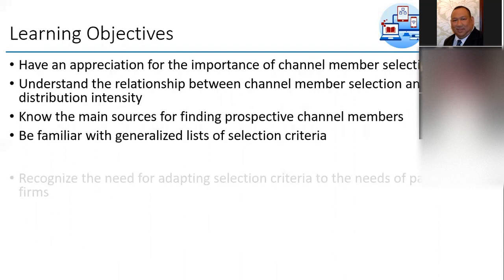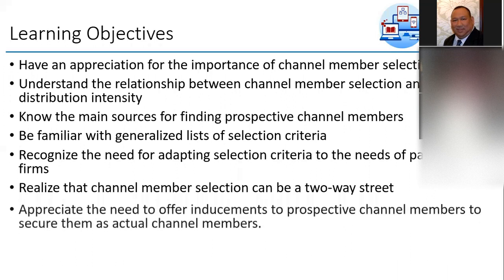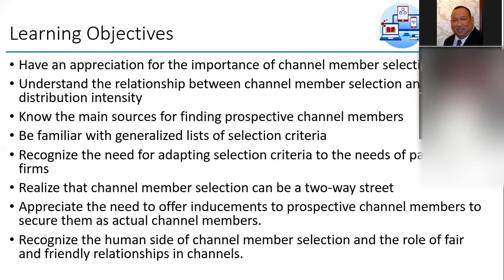So the objective is to have an appreciation for the importance of channel member selection, to understand the relationship between channel member selection and distribution intensity. Know the main sources for finding prospective channel members, be familiar with a generalized list of selection criteria, recognize the need for adapting selection criteria to the needs of the firms, realize that channel member selection can be a two-way street, appreciate the need to offer inducements to prospective channel members so that we can secure them as actual channel members, and recognize the human side of channel member selection and the role of fair and friendly relationships in channels.